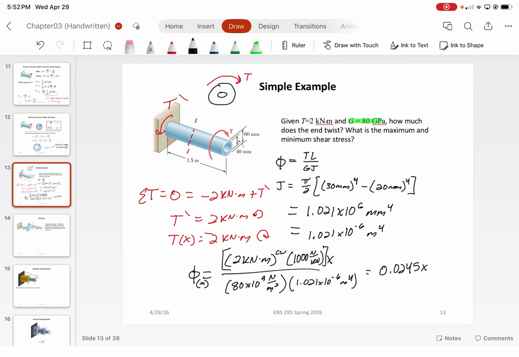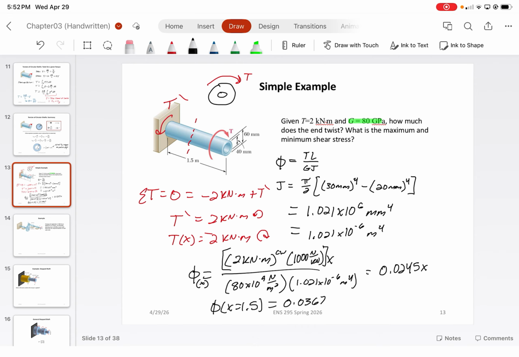So at x equals 0, the angle of twist of the rod is 0, which makes sense because it's fixed into the wall. At the far end, you just plug in x equals 1.5. And we should get that the max angle of twist is just equal to around 0.0367.